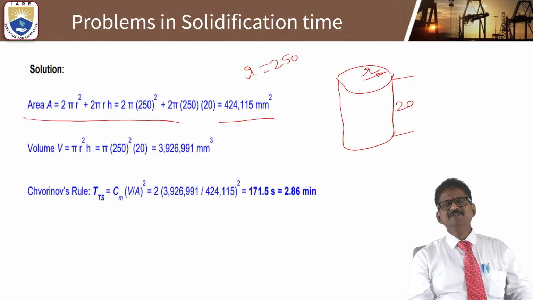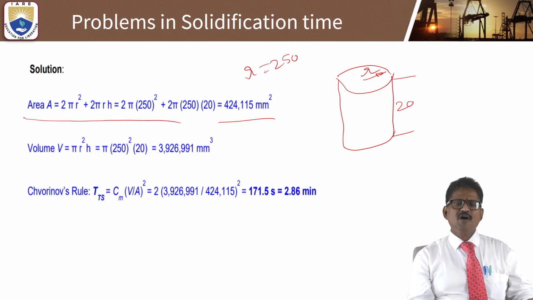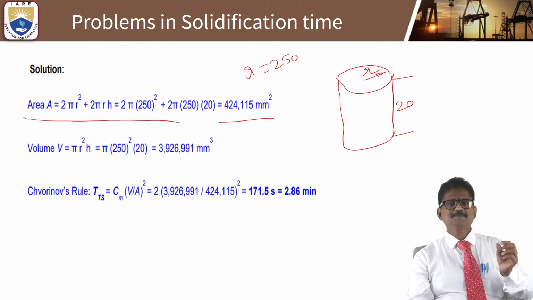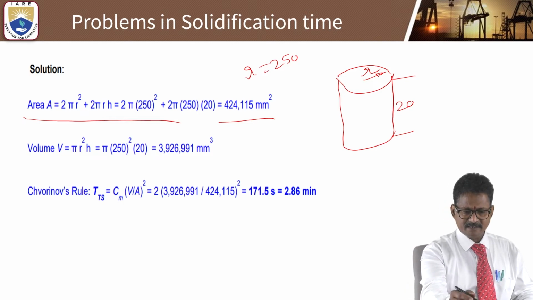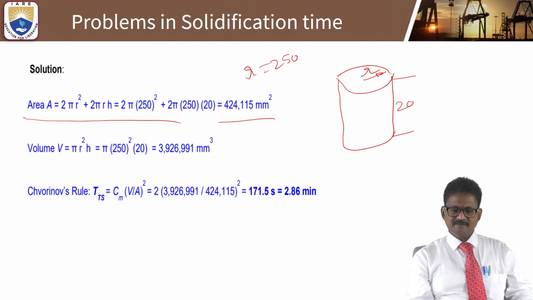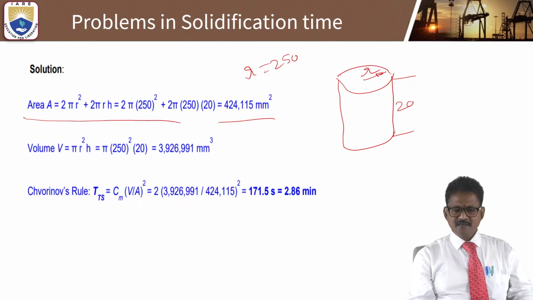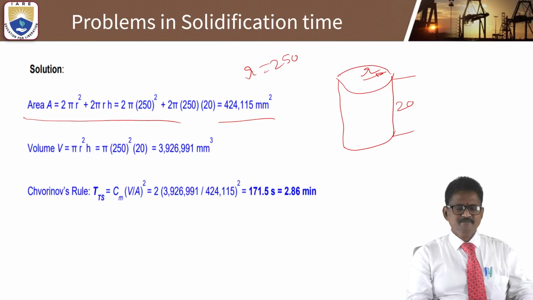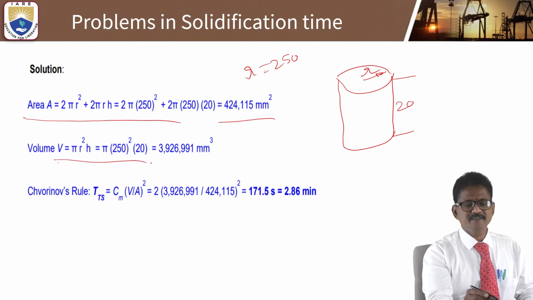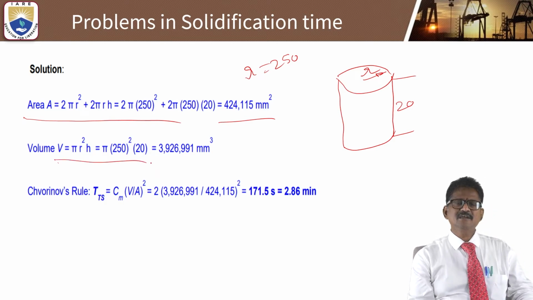And similarly, if we take the volume, what is the volume? The volume of the cylinder can be expressed in the simple formula, pi r square h. That is, pi into r, the radius of the cylinder, 250 whole square, into h, which is 20 mm. You can simplify this equation with the calculator.